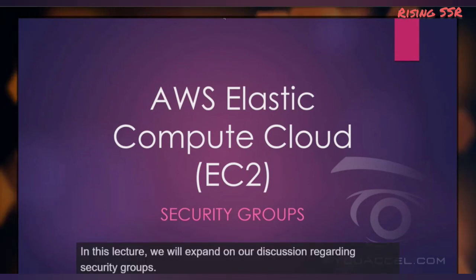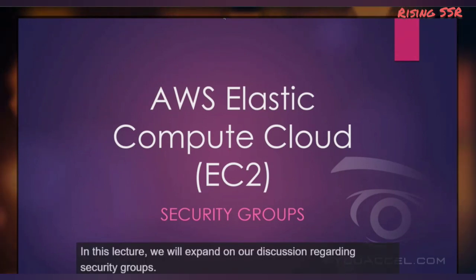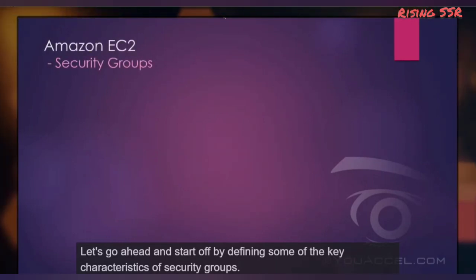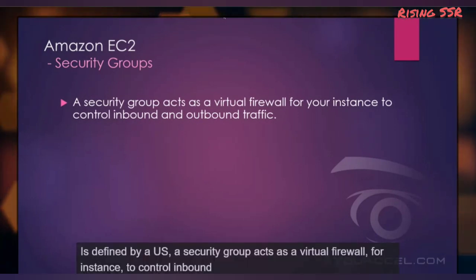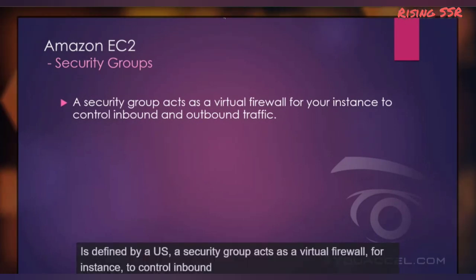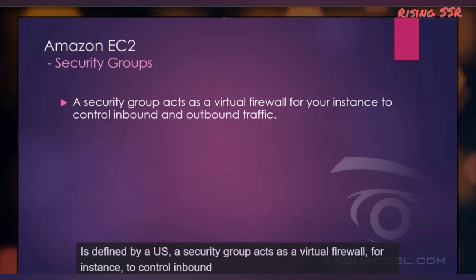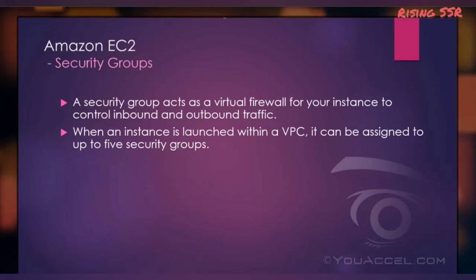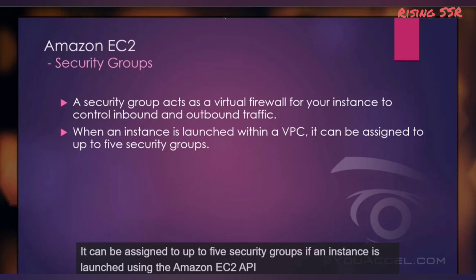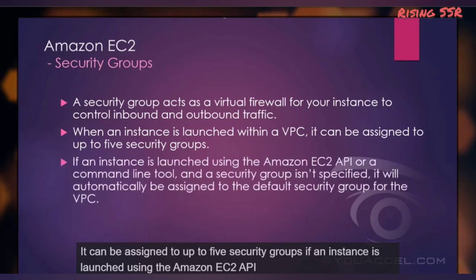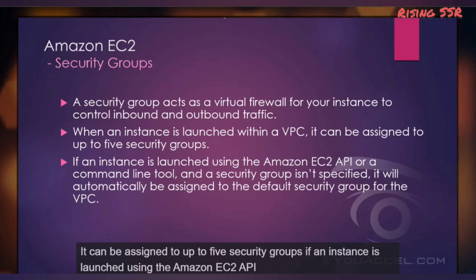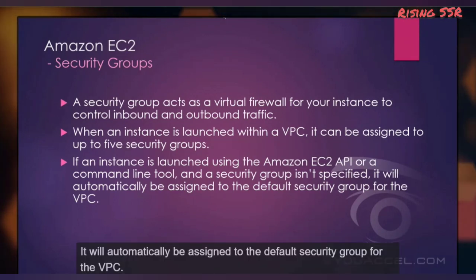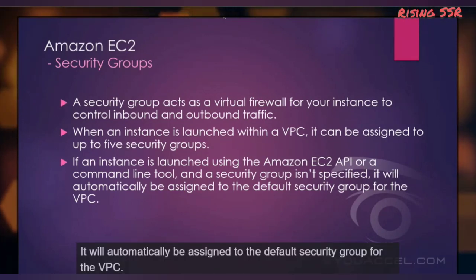In this lecture, we will expand on our discussion regarding security groups. Let's go ahead and start off by defining some of the key characteristics of security groups. As defined by AWS, a security group acts as a virtual firewall for your instance to control inbound and outbound traffic. When an instance is launched within a VPC, it can be assigned to up to 5 security groups. If an instance is launched using the Amazon EC2 API or a command line tool and a security group is not specified, it will automatically be assigned to the default security group for the VPC.